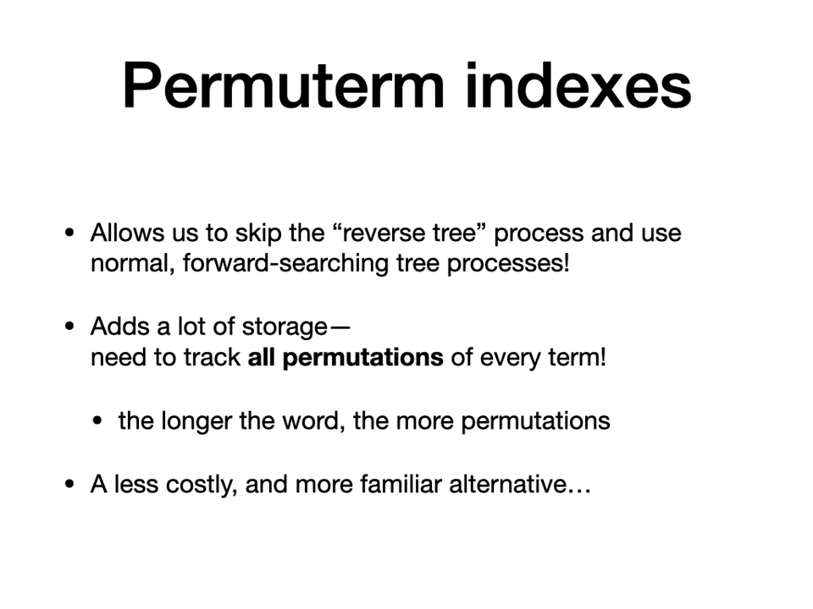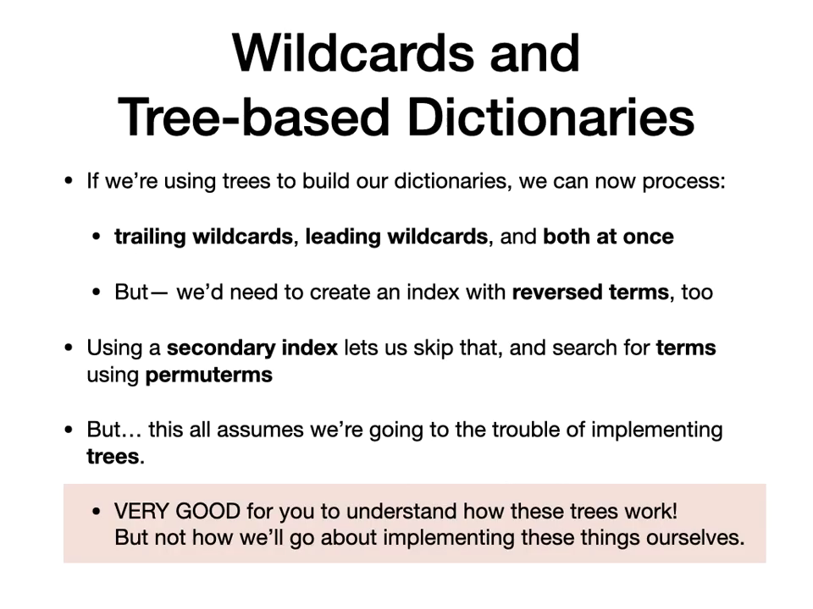So we can work with a less costly and more familiar alternative. But first, let's recap wildcards with trees, when our dictionaries are in trees. If we're using trees to build our dictionaries, we can do trailing wildcards, leading wildcards, and both at once. Initially, we would have needed to create an index with reverse terms, but we can instead build the secondary index to skip all that and be able to search for terms using permuterms. So we've enabled wildcards in a tree-based world.